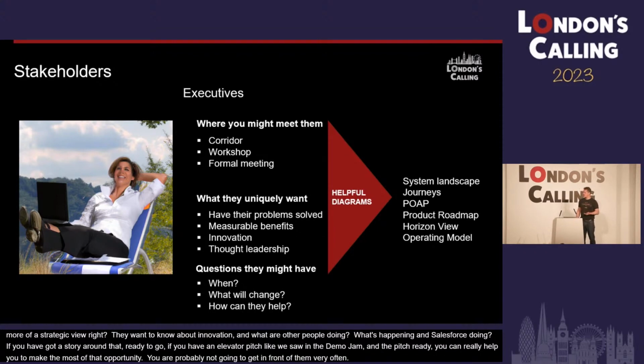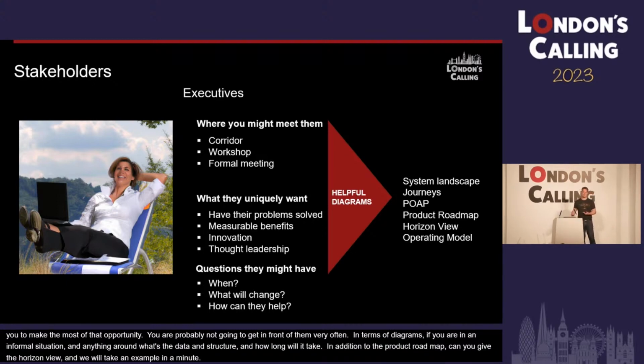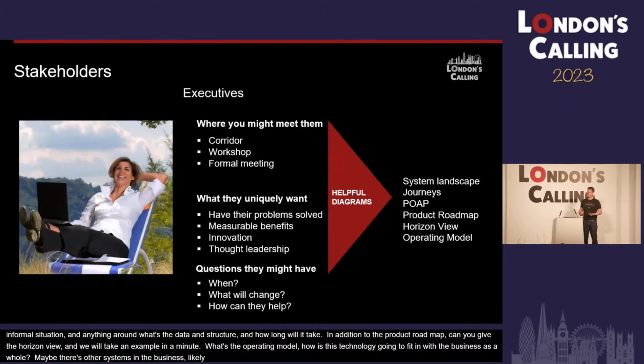And in terms of diagrams, if you're in a formal situation, anything around, what's the data, what's the structure, how long is it going to take, and then in addition to the product roadmap, can you give them a horizon view? And we'll take a look at an example of that in a minute. And then finally, what's the operating model? So how is this technology going to fit in with the business as a whole? Maybe there's other systems in the business, pretty likely. How do things work together to get the job of the business done, rather than just being some amazing piece of software that sits as an island on itself?